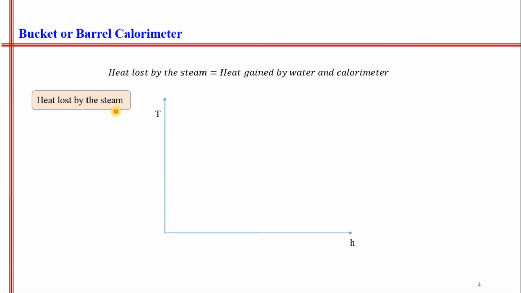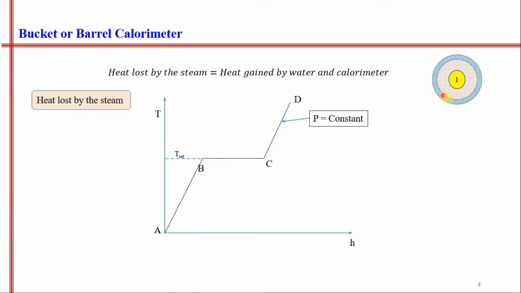Let's see it on the pH plot. It may be at some pressure. We are collecting the steam from the steam pipe, and in this steam pipe we know that the condition of steam is wet. So it will be in the region between B and C. So the initial enthalpy of the steam sample is H1.